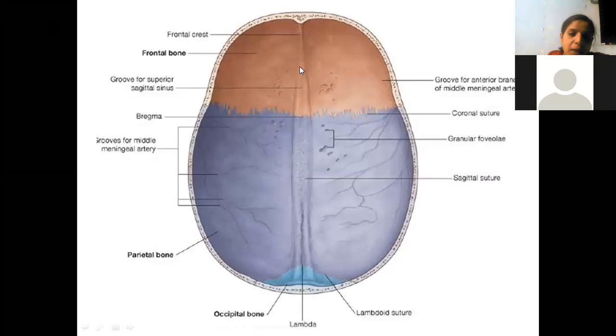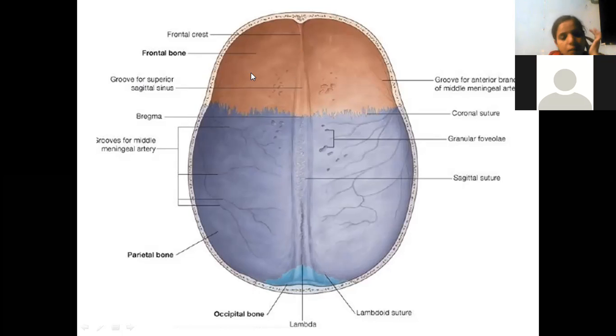You are finding certain impressions of the blood vessels which cover the brain. Correspondingly, where we have the sagittal suture when seen from the superior aspect, we have the groove for the superior sagittal sinus. Of course, the sagittal suture is also seen. We are finding so many holes and depressions over here, called granular foveolae, which are produced by arachnoid granulations. When we do the meninges, you will come across arachnoid granulations.